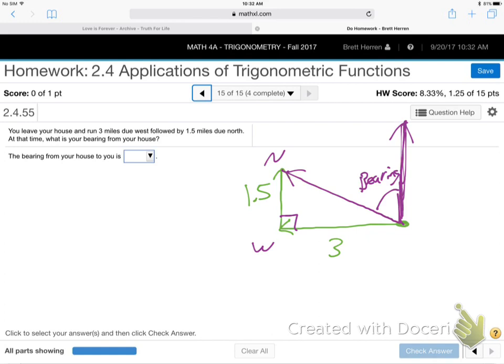That's exactly right. So let me find this angle here. Call this theta, or whatever you want to call it. I need to find that angle, and then I'll subtract from 90 to get my bearing angle. So how do I find that angle? What trig relationship? Tangent. Here we go again. So tangent of that angle is opposite over adjacent, huh? 1.5 over 3. Okay, good to there so far? That okay so far?